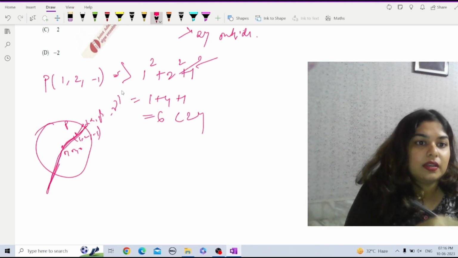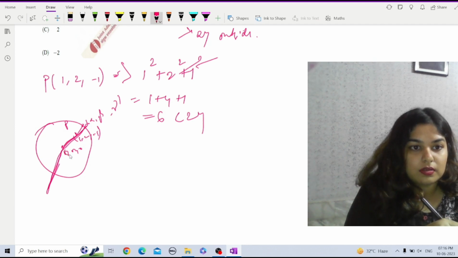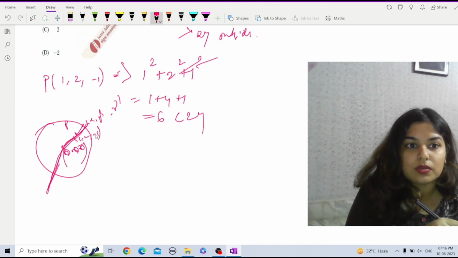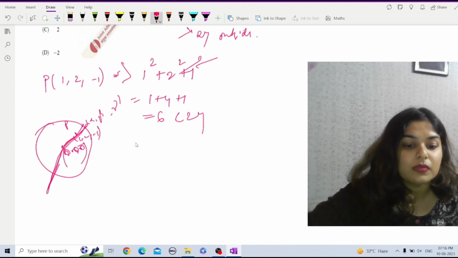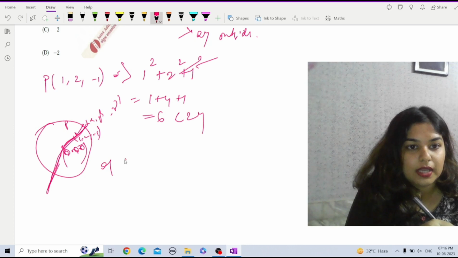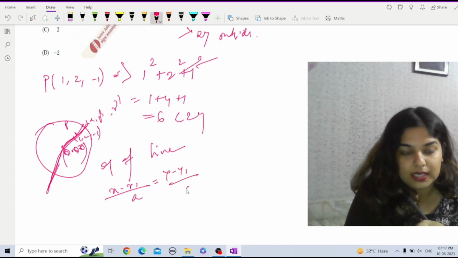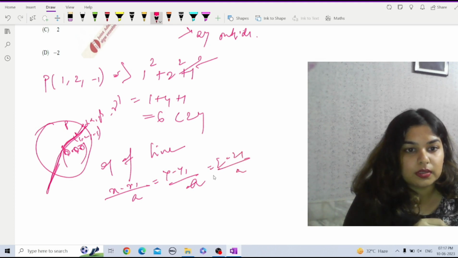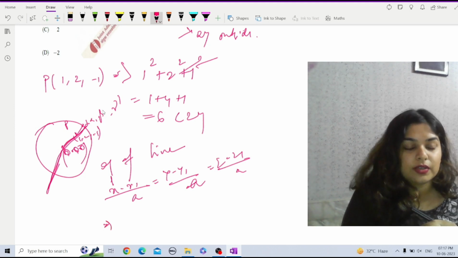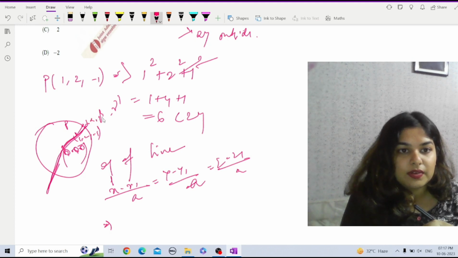Now how can we find the value of the point? This is your 0, 0, 0, and this point is your 1, 2, -1. So let us try to find it. In order to find this point, we have to find the equation of the line. The equation of a line, we know, is (x minus x1) by a equals (y minus y1) by b equals (z minus z1) by c. Here x, y, z is the point we are trying to find, that is alpha, beta, gamma.